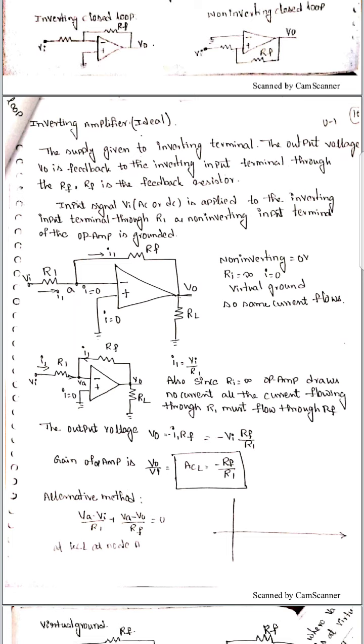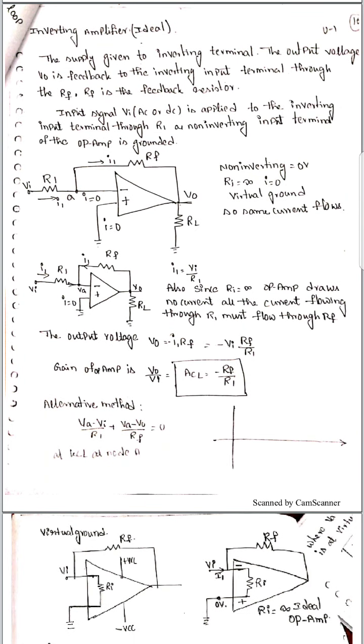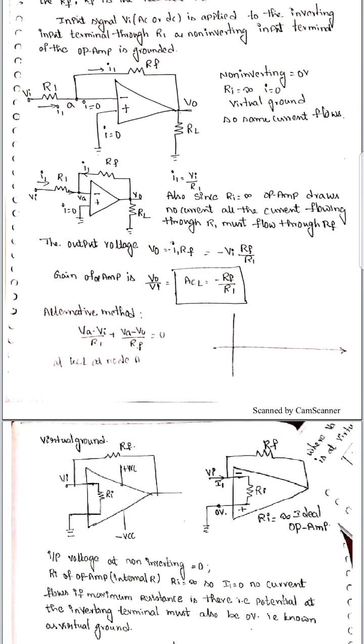The supply is given to the inverting terminal, and the output voltage V0 is fed back to the inverting input terminal through RF. RF is the feedback resistor. Input signal Vi, AC or DC, is applied to the inverting input terminal through R1, and the non-inverting input terminal of the op amp is grounded. This is the circuit diagram for the inverting amplifier circuit. Inverting means we are giving the input signal to the negative terminal.